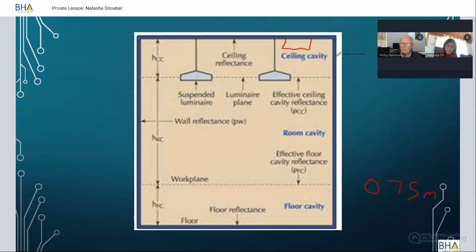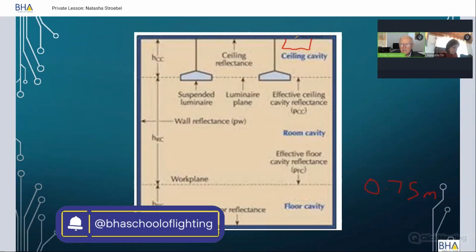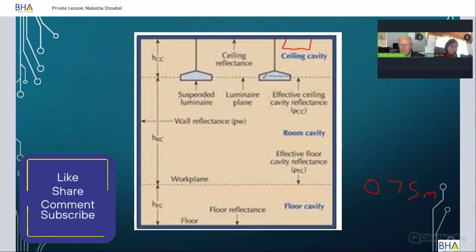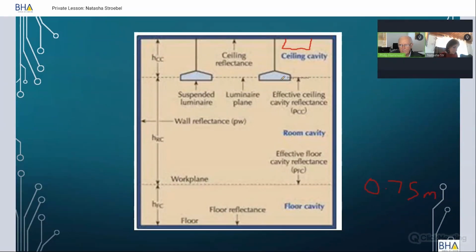So you would take the height of this room space, of say 7 meters, less the floor cavity of 0.75, less the height to the center of the reflector. There's 2 meters of the high bay, which would be 2 meters. So you take this whole height, 7 meters, less the 2 meters, less the 0.75, and whatever the answer is would be your room cavity ratio.